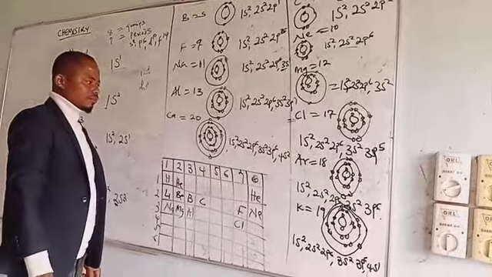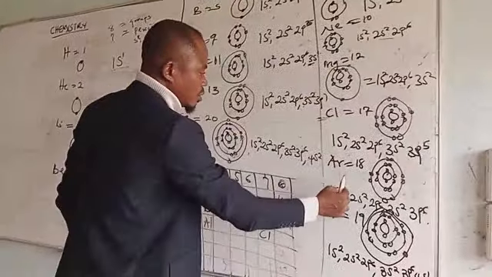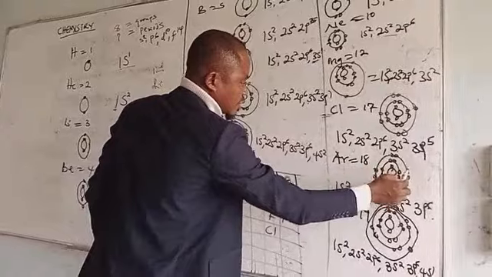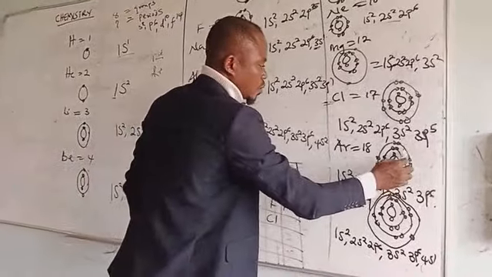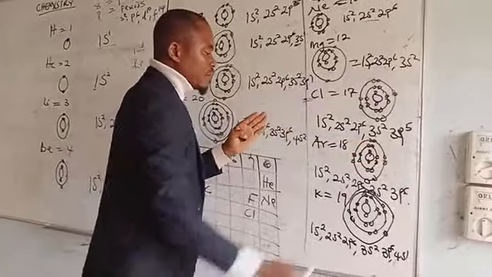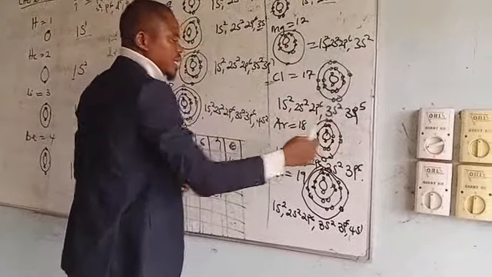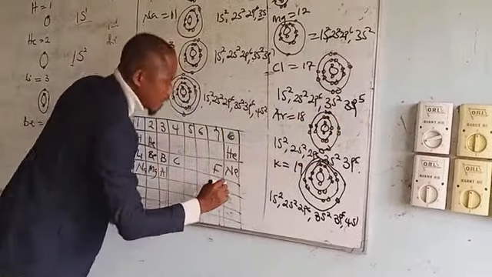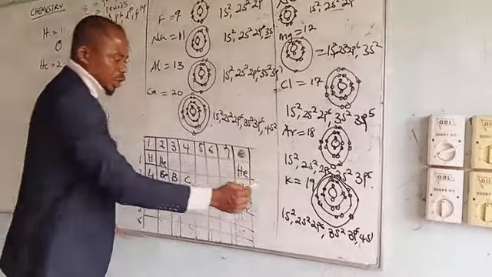Chlorine. Now after chlorine we have argon. Let's count the number of valence electrons. 1, 2, 3, 4, 5, 6, 7, 8. Group 8. Number of shells: 1, 2, 3. So the number of shells determines the period. So it's period 3. The number of electrons in the outermost shell determines the group. 1, 2, 3, 4, 5, 6, 7, 8. Group 8. This is what? Argon.